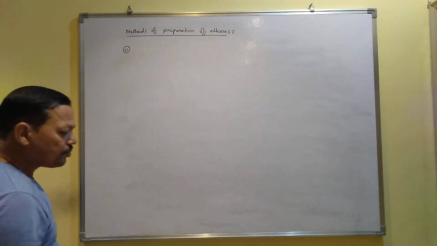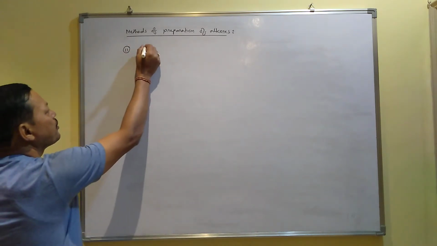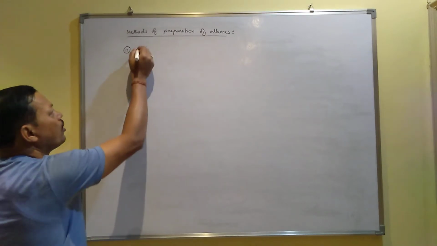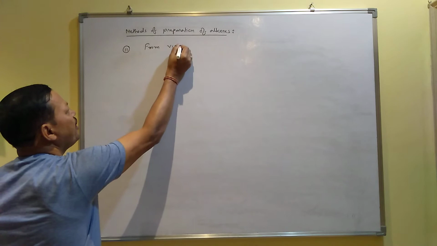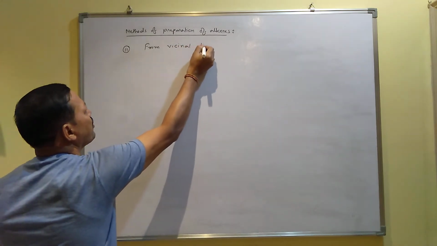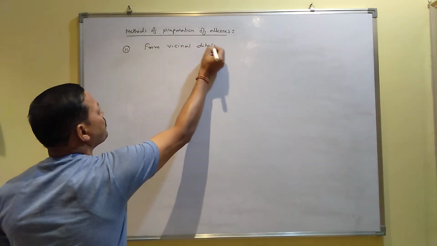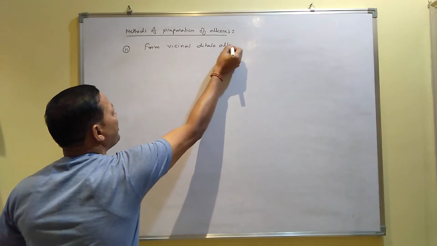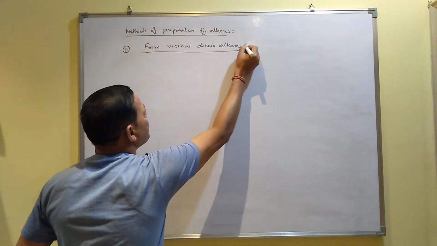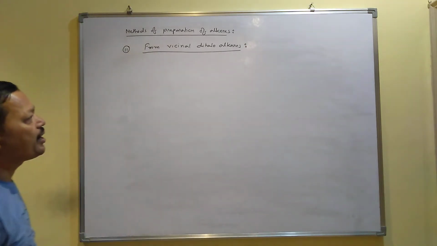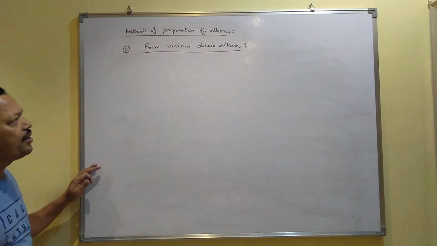Method number 2: you can write from vicinal dihaloalkanes. Vicinal dihaloalkanes. So this is another method of preparation. From vicinal dihaloalkanes you can prepare the alkene.